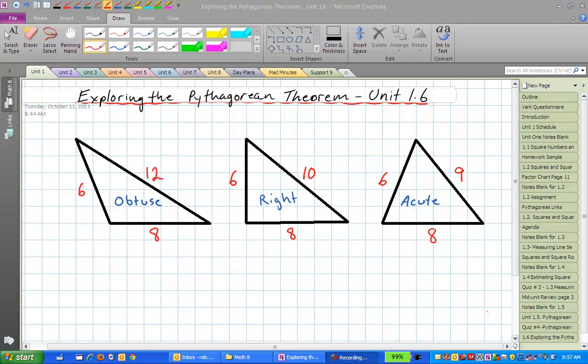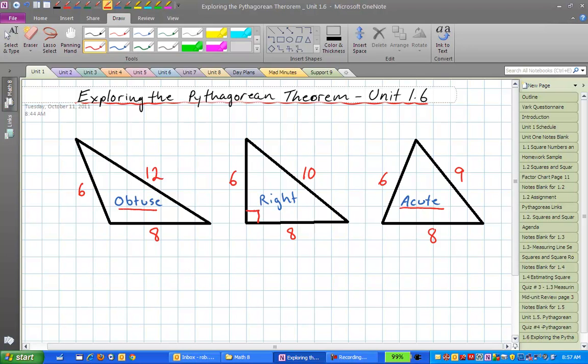Okay, we're moving on to Unit 1.6 in math, which is exploring the Pythagorean Theorem. So far we've been looking at right triangles. Right, we have a right triangle there. And we know that the Pythagorean Theorem works with right triangles. But there are two other types of triangles that we want to see. Does it work with them? So we have obtuse triangles, and we have acute triangles.